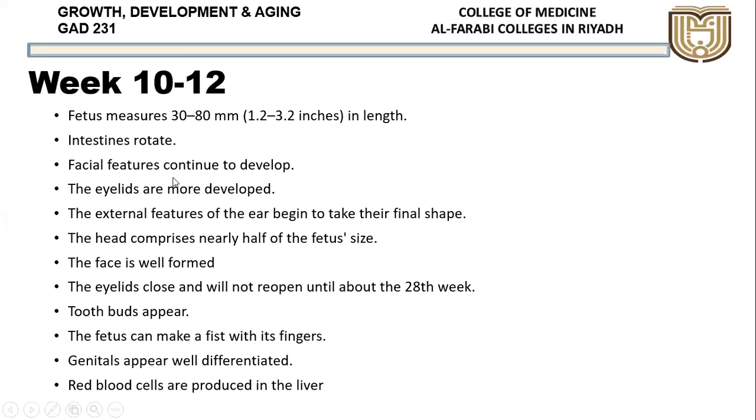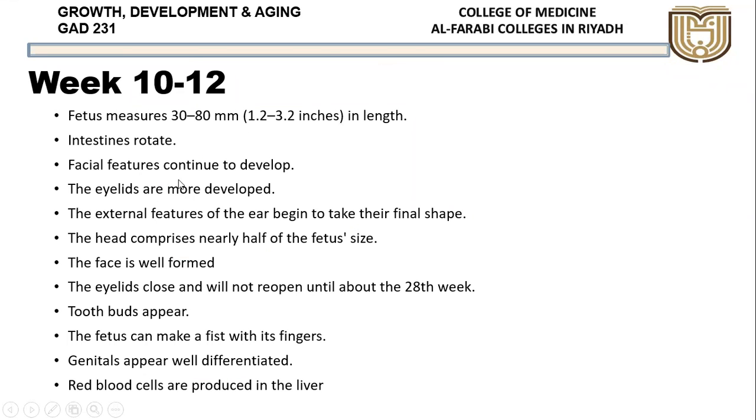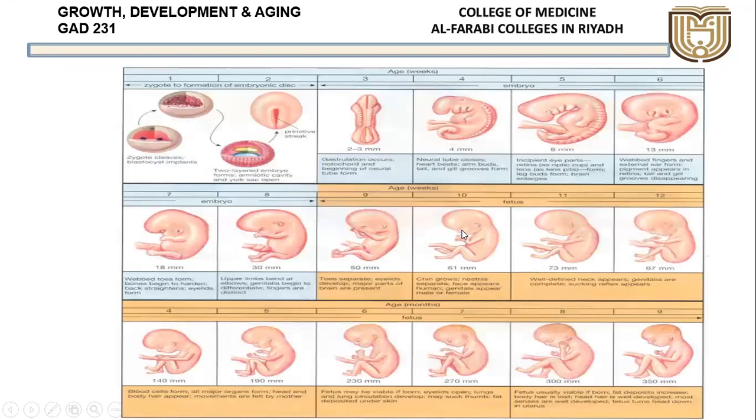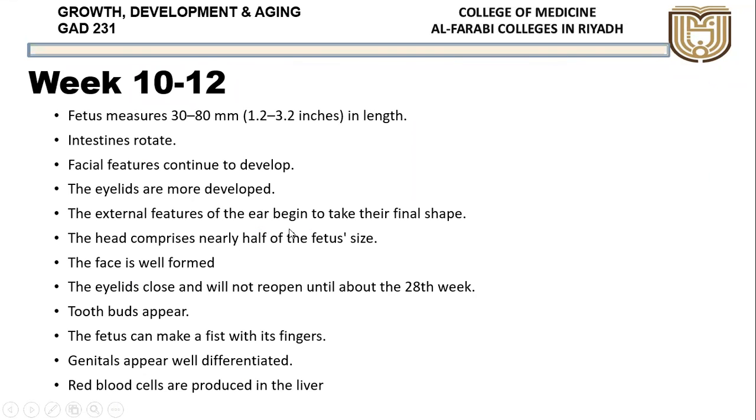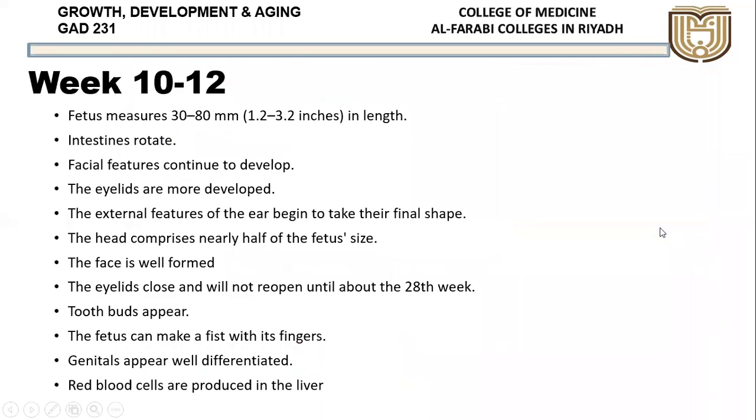Then the facial features continue to develop. As you can see here, now there is development of the face. Some features are starting to appear on the face. The eyelids are more developed now. If you see, the fetus has closed his eyes, and you can see the eyelids there. The external features of the ear begin to take their final shape. As you can see here, there was a small bud-like ear in the initial stages. Now there will be changes taking place within the ear itself.